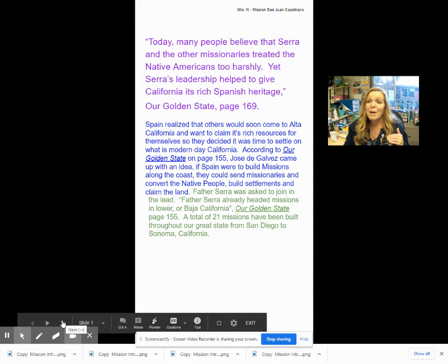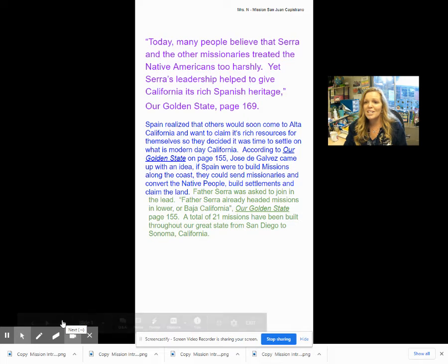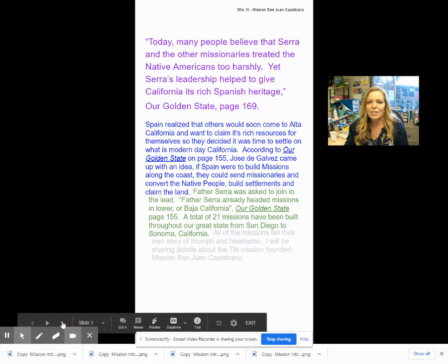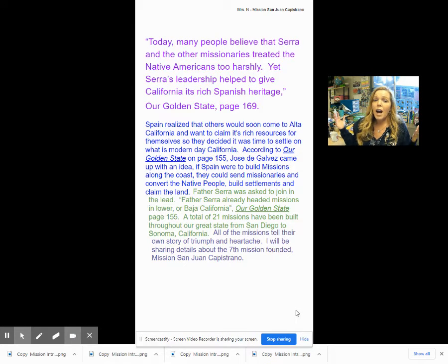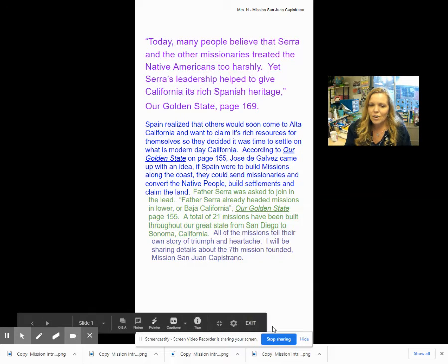Okay, and then my last step is to include a transition sentence to lead me into my next paragraph. So my transition is, all of the missions tell their own story of triumph and heartache. I will be sharing details about the 7th mission founded, Mission San Juan Capistrano. Shazam! Okay, so that's my example first intro paragraph.